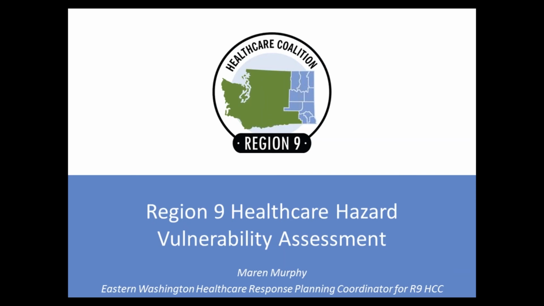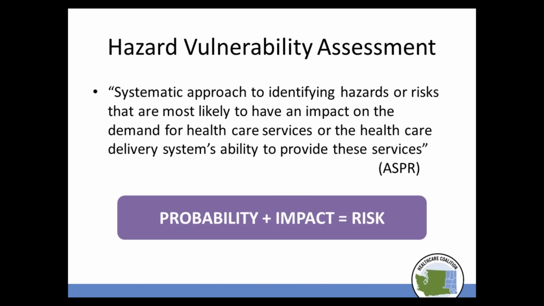All right, so my name is Maureen Murphy. I'm new here. I started in September. If you were at the September meeting, you probably saw me with the baby. I'm the baby's mom. I'm the Eastern Washington Healthcare Response Planning Coordinator. So I work with Region 9 on planning, and then I also support Region 7 and 8 on their planning efforts as well.